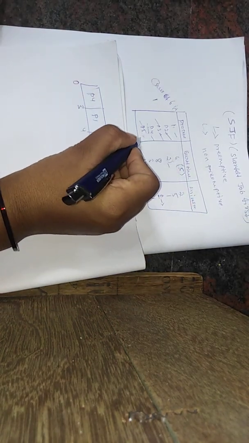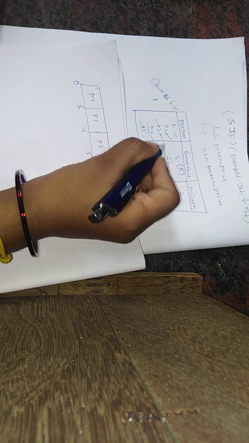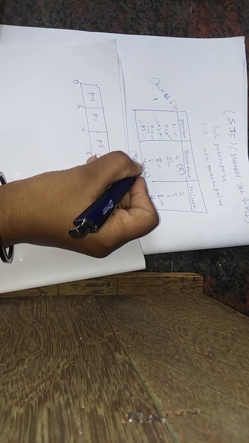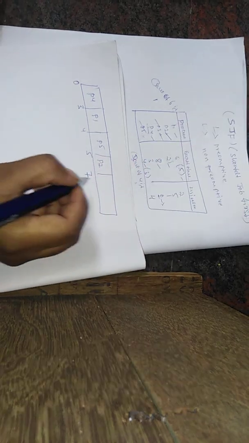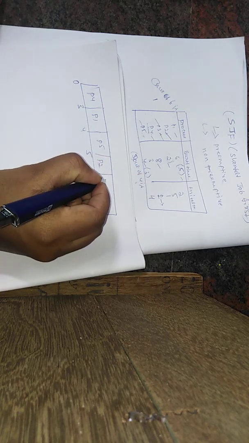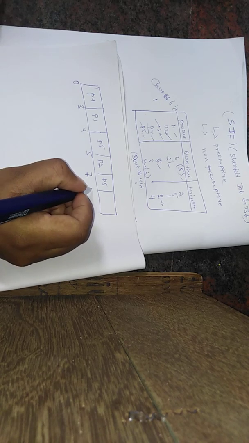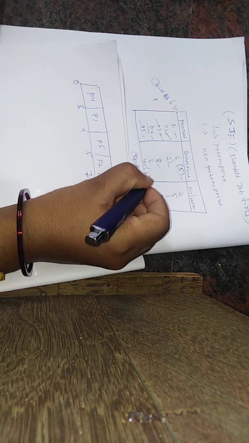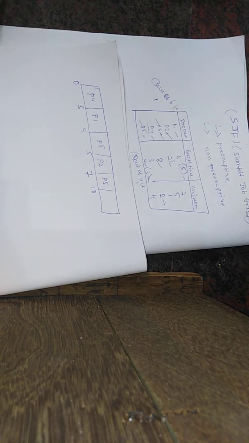P5, P3, P5, P1. So which one is the less value? We can take this one, 3. So we can return the 5. 7 plus 3, 10. This one also we can finish. Remaining, which one we can have?